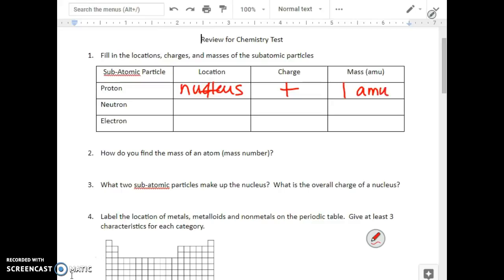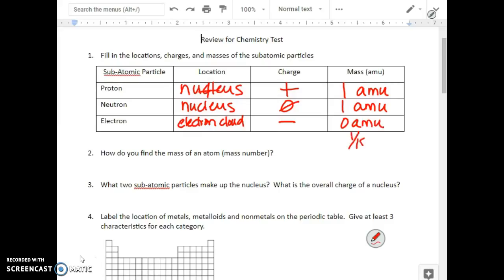The next subatomic particle is the neutron. It's also in the nucleus. It has no charge, or 0 charge. It also has a mass of 1 AMU. And the electron. This is in the electron cloud or the orbital or the shell or the rings. Whichever you'd like. They have many, many names for them. It has a negative charge and it has a mass of 0 AMU.